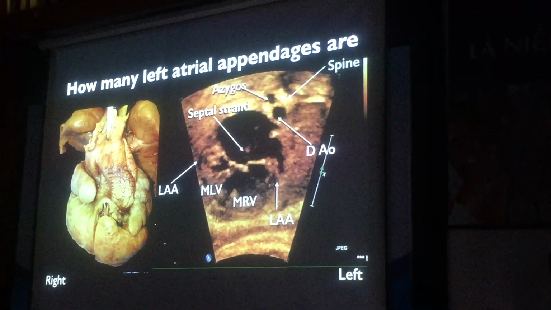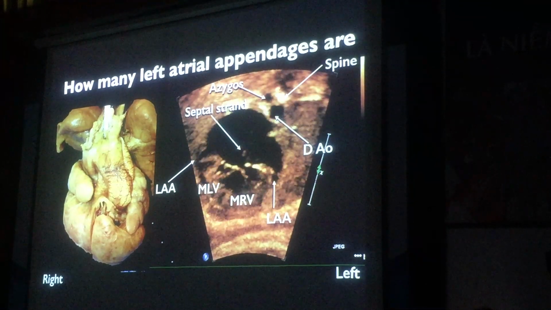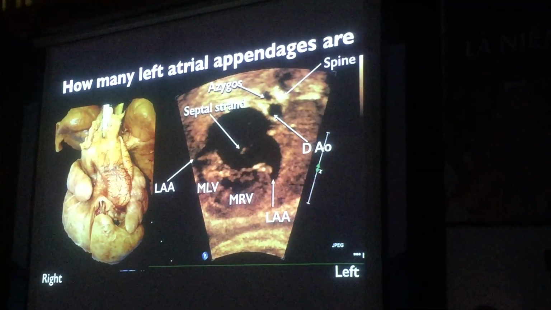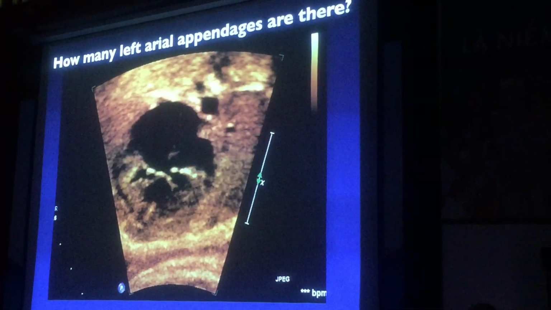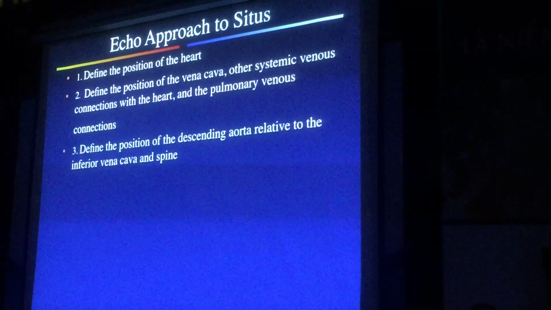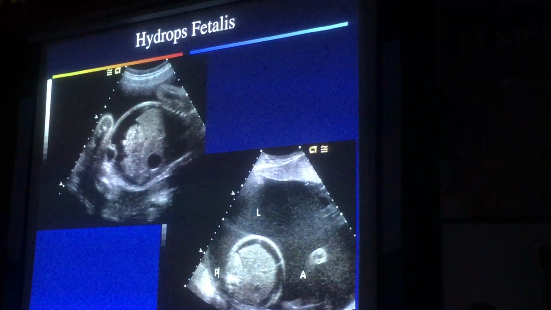But I want to show you this here because there is isomerism of the atrial appendages. I think I showed this in the last thing. So this clearly is left isomerism, eh? And here, let's just go on to the next one. Okay, so we've done all that. We don't need to do it again.